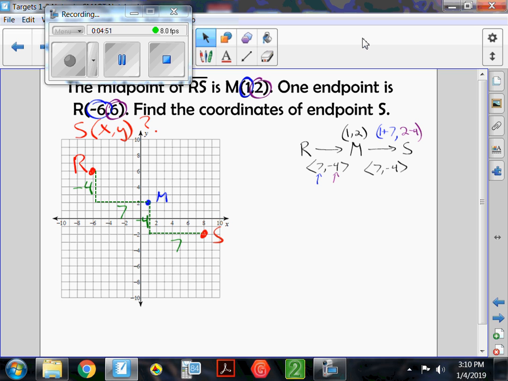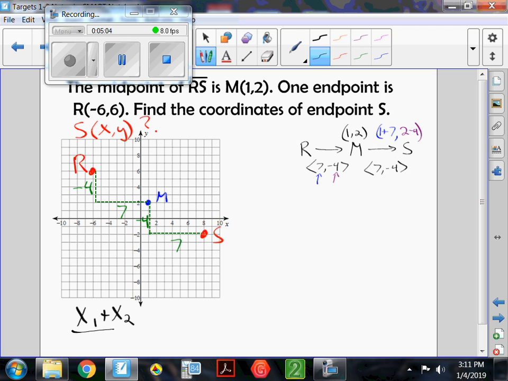Or if it has decimals or fractions, this will always work. And so I'm going to back up, erase some numbers here, and use the actual midpoint formula. I'm going to write down the midpoint formula below the graph so I have a reminder of it. So I'm adding the x's and dividing by 2, and adding the y's and dividing by 2.